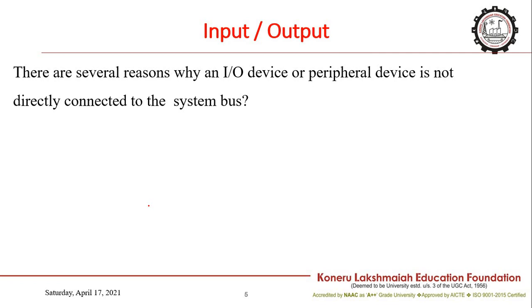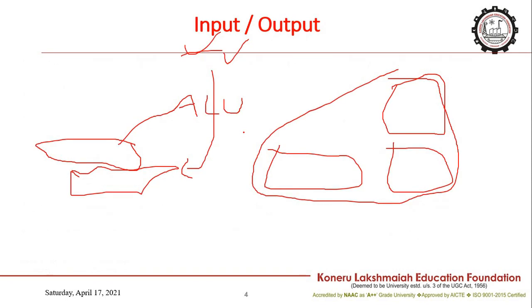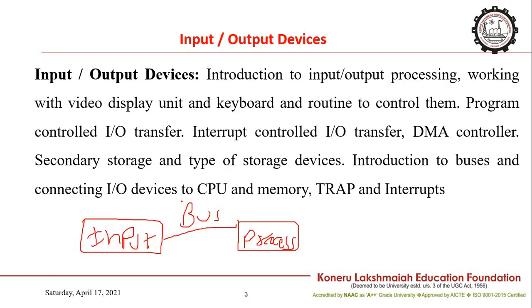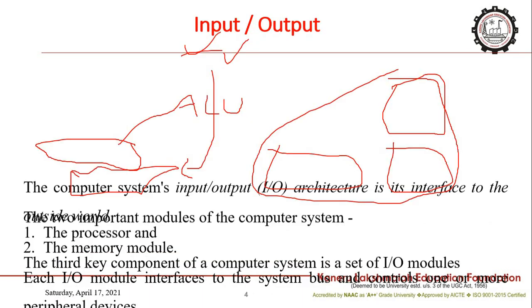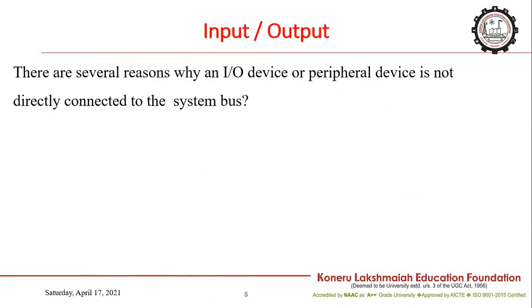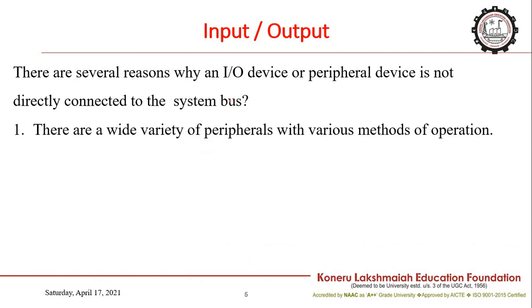There are several reasons why an IO device or peripheral device is not directly connected to the system bus. The system bus is the place where the processor gets the data. This bus is directly connected to the processor. So our question is: why can't we give memory to an IO device directly with the help of a system bus?